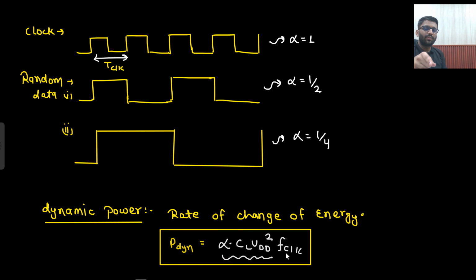Now the third factor could be to reduce F clock. So that we will see when we study leakage power. If I reduce F clock, then my leakage power will increase. So that we are going to see.